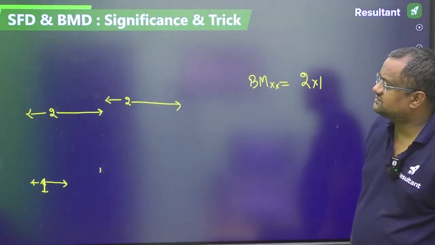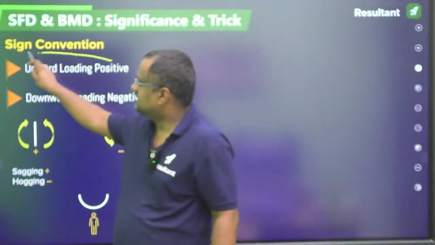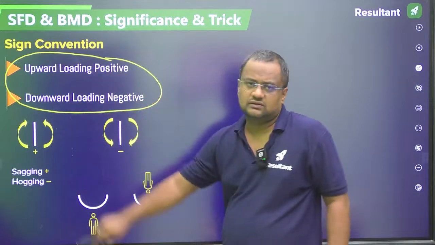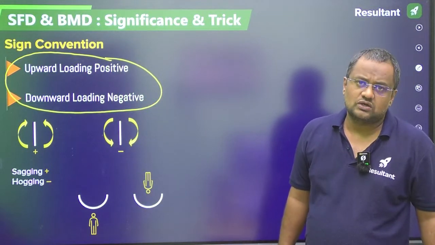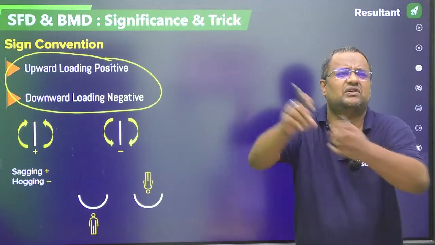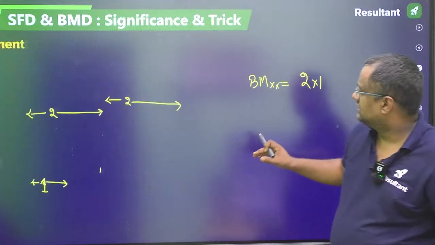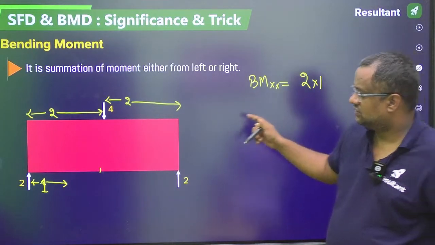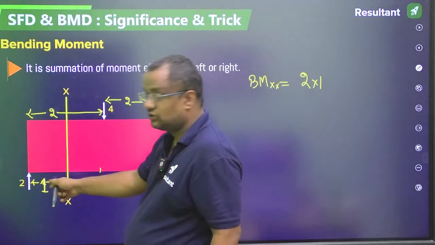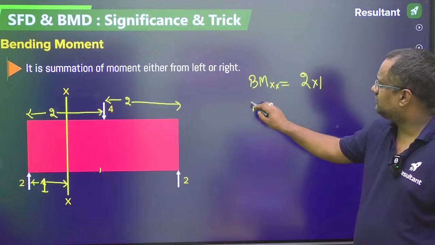For this we have some sign convention. First, the simple sign convention: we have taken the moment due to load. If it is upward loading, either from the left or from the right, it is always positive. So this is upward load, 2 into 1. 2 is upward load, so it is positive. Okay, let's see from the right hand side also.